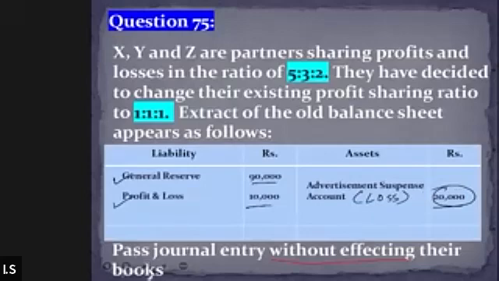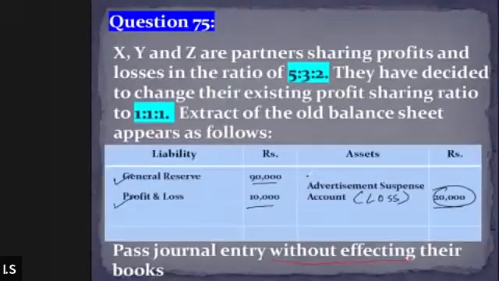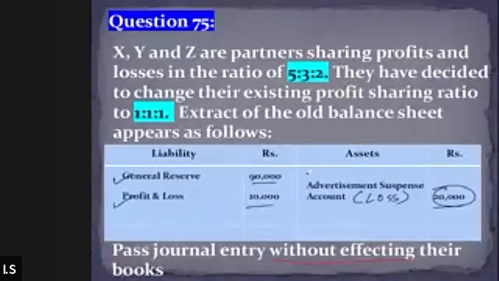All right. Now the question arises, since the question is asking us to pass the general entry without affecting the books. That means the partners have decided to show all these things, the value of the general reserve, profit and loss, advertisement suspense account, in the future books of account as well. So in such a situation, what do we do? We pass the general entry, where the gaining partners' accounts will be debited to the sacrificing partners' capital account, right?